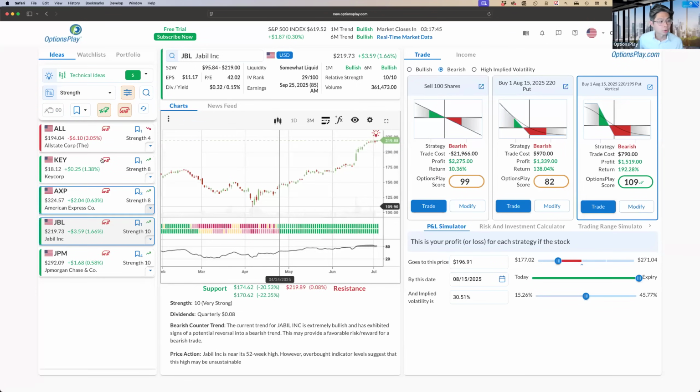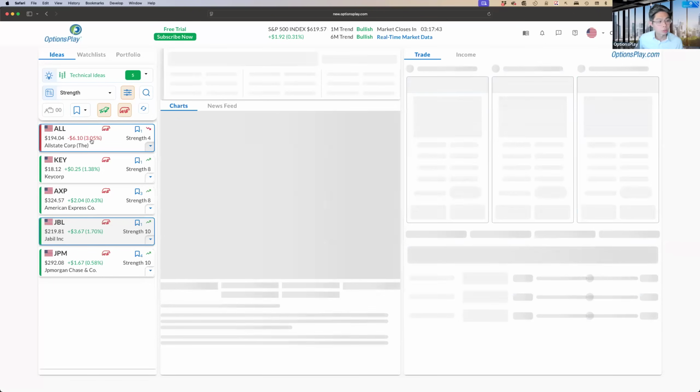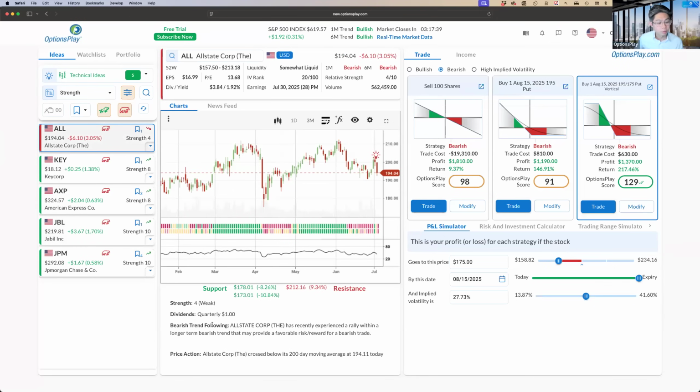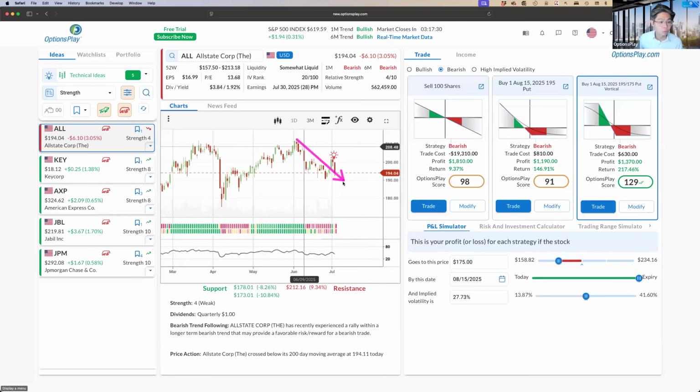There are 5 stocks in our overvalued stocks, and the only other one is Allstate. Allstate triggered a bearish trend following scan, right? The other ones are counter trend. What that means is that this trend has already been established. This is a stock that's already been on decline, and it recently rallied, and now is an opportunity to take a short position here.